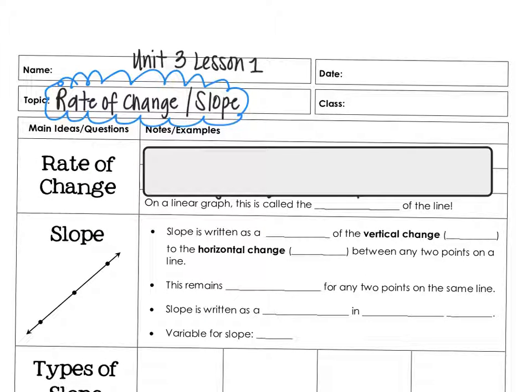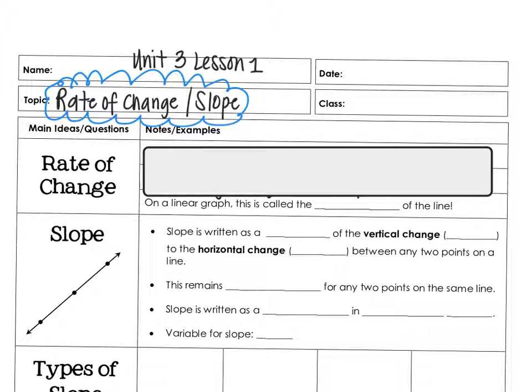Hey everyone, welcome to Unit 3, Lesson 1, Rate of Change and Slope. In Unit 3, we're going to be talking a lot about linear equations and graphing lines. So let's get started. First we're going to start talking about the rate of change.